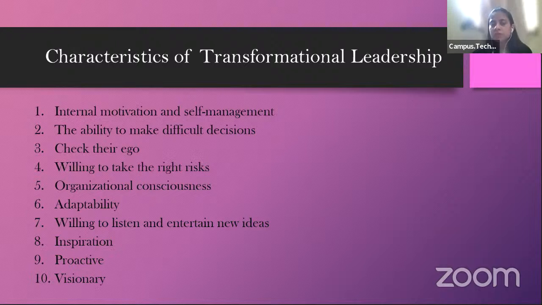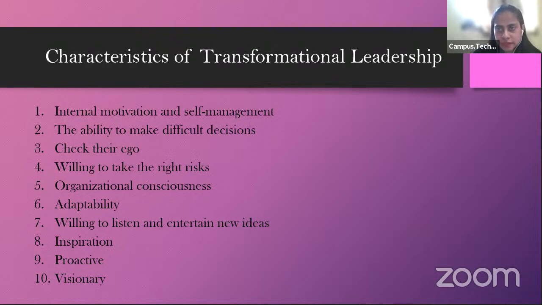They work towards the vision of the company by doing proper, timely, effective communication with all the people in the organization. They are passionate and clear about what they want to achieve and how they want to achieve. So these are the characteristics of transformational leadership.